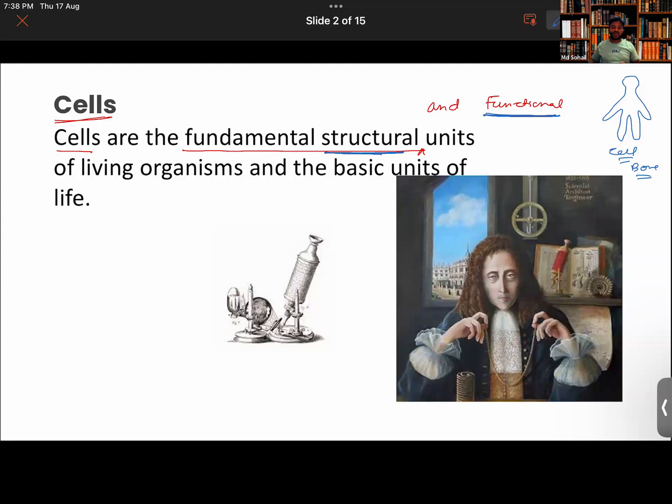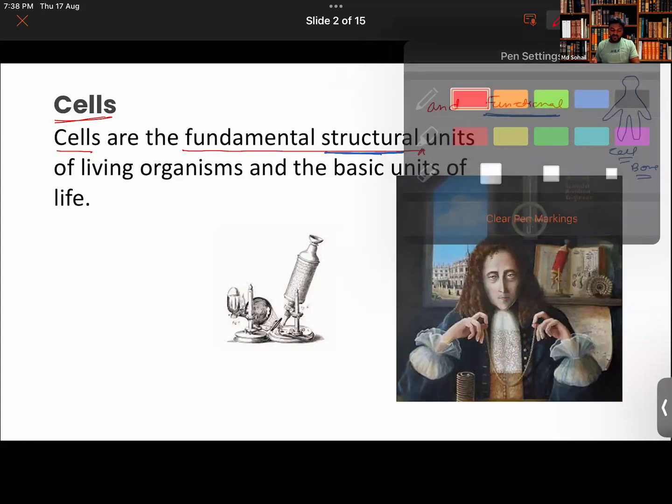And this is not only the case with the human body, it is also applicable for plants as well, and for other animals as well. Okay, now the question is, where did this word cell come from? It is a Latin word, right?